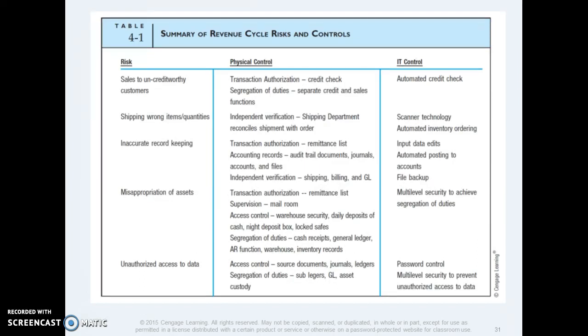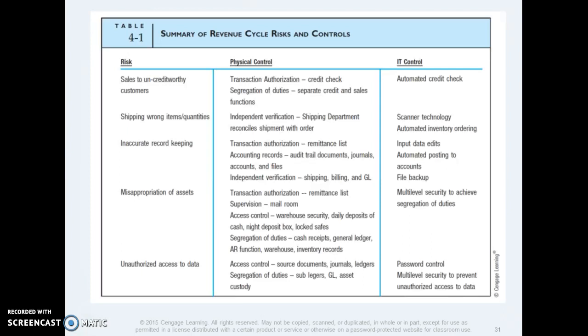Here is a summary of the revenue cycle, the risk, and the control. Sales to uncreditworthy customers, we know that's a big risk. So what's the control? There's a credit check. There's segregation of duties, so we're separating credit and sales functions. For shipping the wrong items or quantities, there's independent verification. The shipping department reconciles shipping with the order.